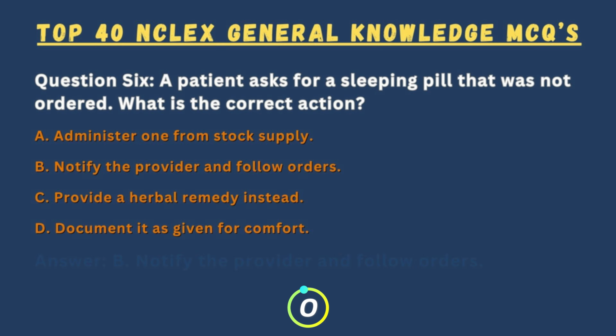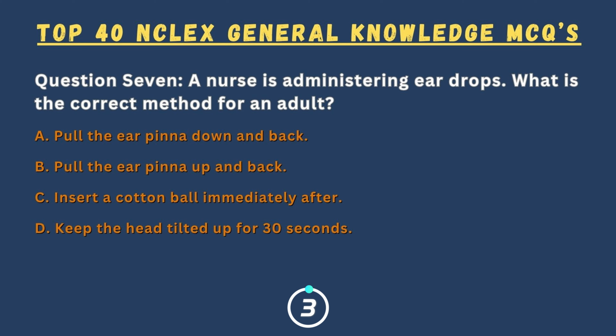Answer. B. Notify the provider and follow orders. Question 7. A nurse is administering ear drops. What is the correct method for an adult? A. Pull the ear pinna down and back. B. Pull the ear pinna up and back. C. Insert a cotton ball immediately after. D. Keep the head tilted up for 30 seconds.